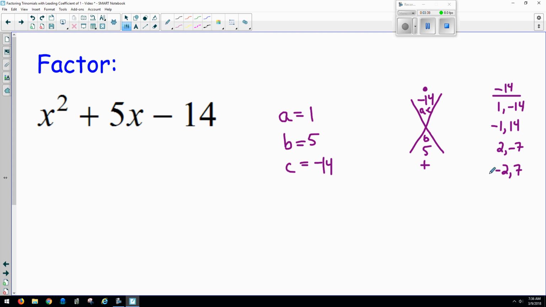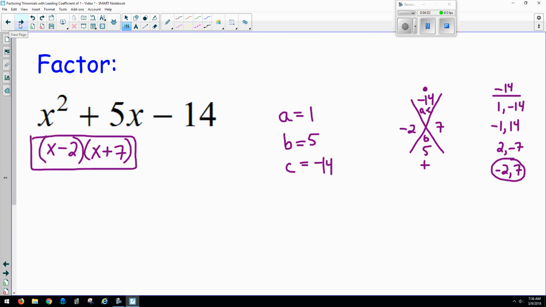So the winning combination is going to be this one right here, because when I add the two of them together, that's going to give me a positive 5. So I have negative 2 and 7, and those are the two numbers I'm going to use to put in the parentheses. So I have x minus 2 times x plus 7. And that's it.